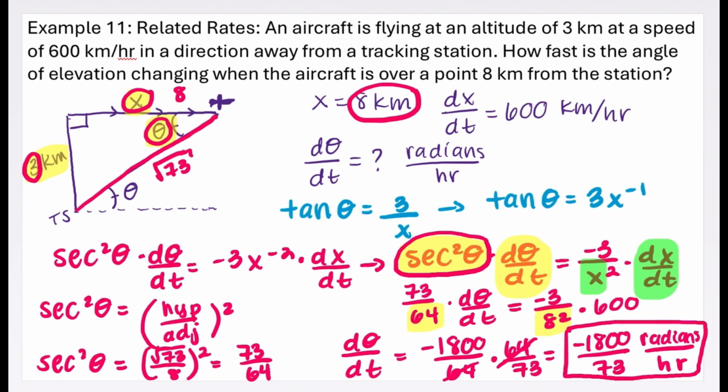So as that plane is flying away, that angle is actually going down. Okay, the further the plane goes away, the smaller that angle is going to get. Because you're looking at the angle here, like if the plane's here versus the plane being here, that angle is going to keep getting smaller. So it is changing negatively. When you're moving away, the angle of elevation will be going down. All right.